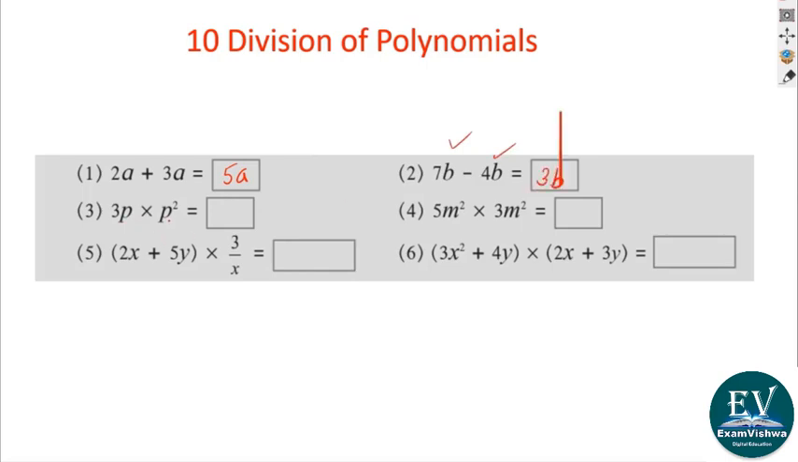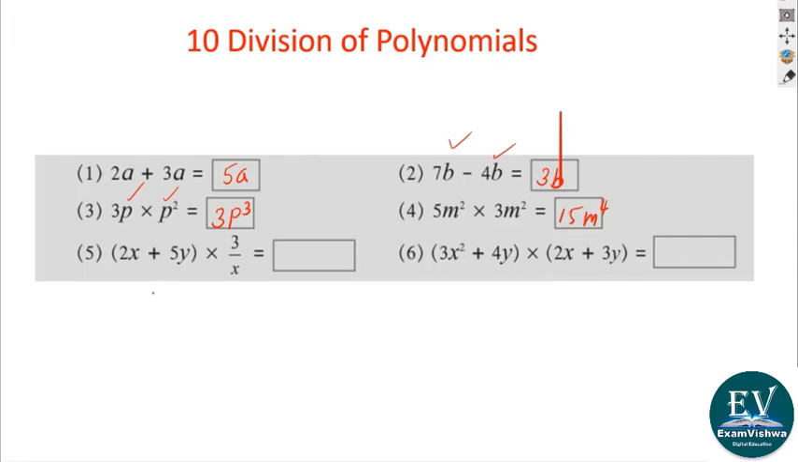3p into p square is a product of two terms. When products are there, there is no issue of what the variables are, but here it is the same variable, so you will write 3p cube. 5m square into 3m square. Understood? Here is also a product, 5 into 3 is equal to 15, m square into m square is m raised to 4. This way you have studied.